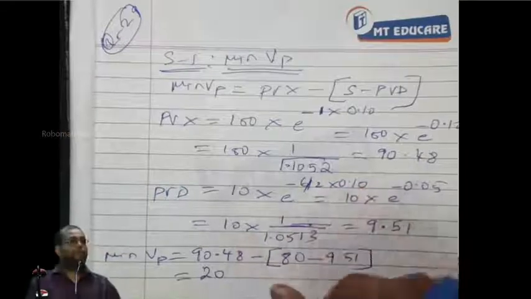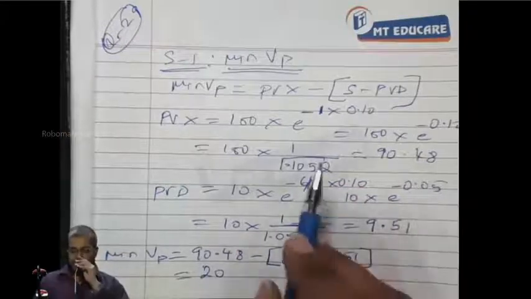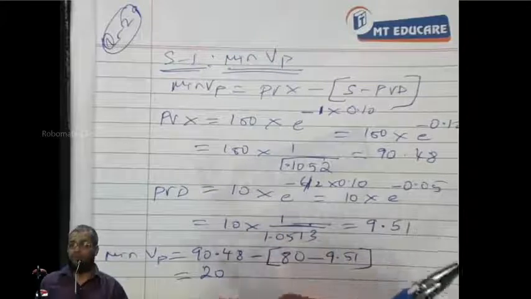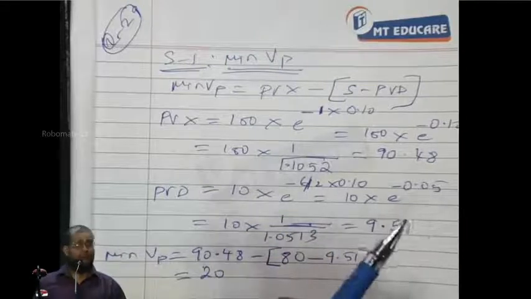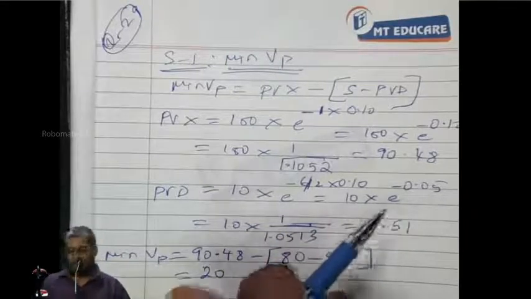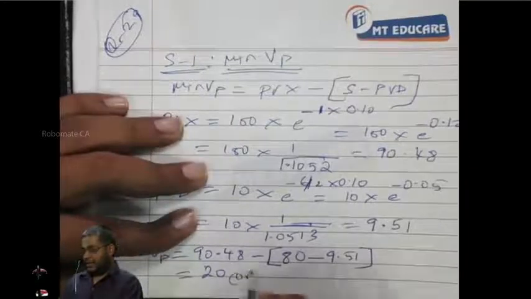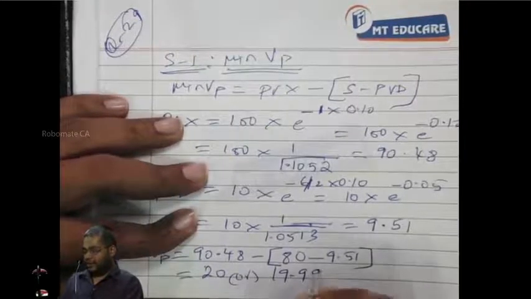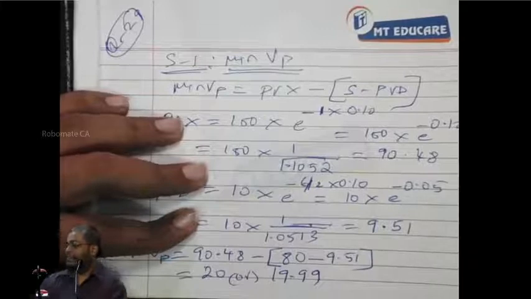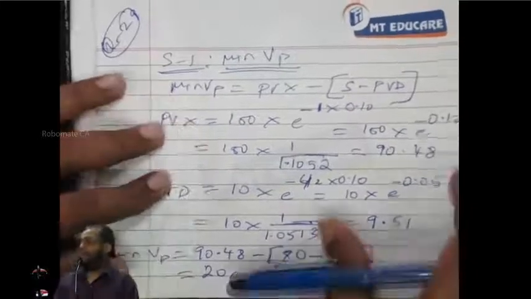The put is trading in the market at how many rupees? Worth 20 rupees. Is there an arbitrage profit or not? Yes. Or if you want, 19.99.